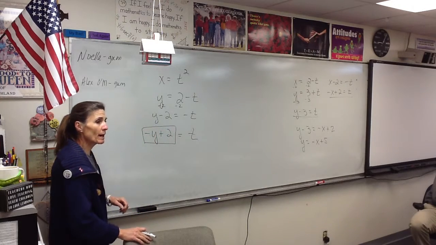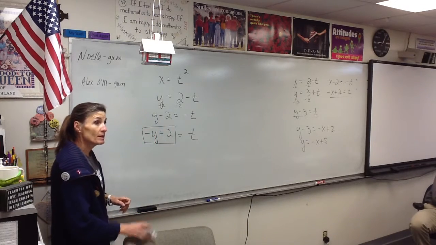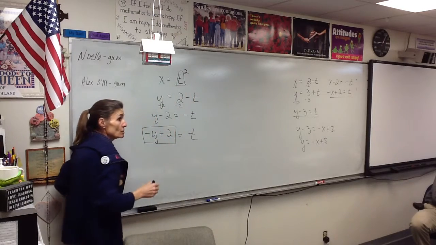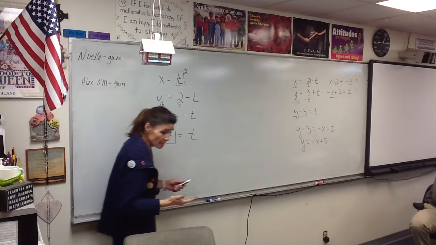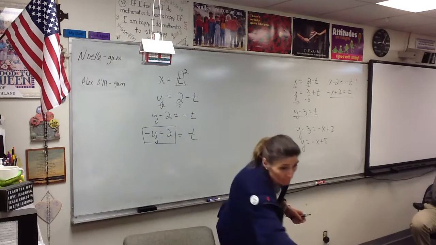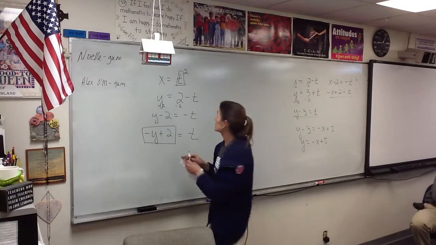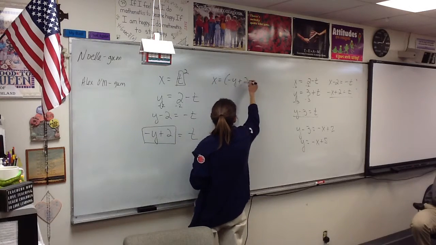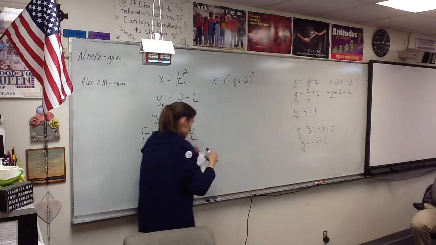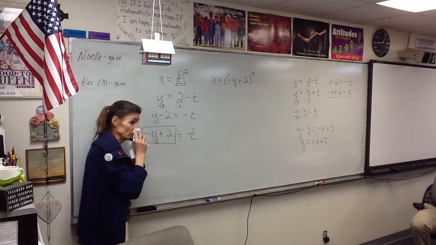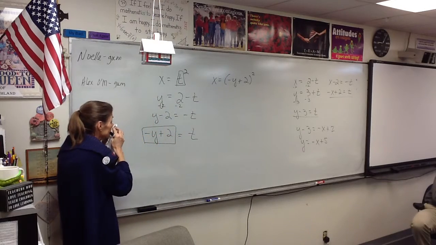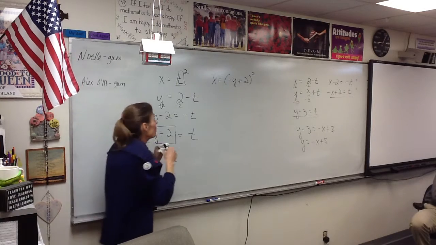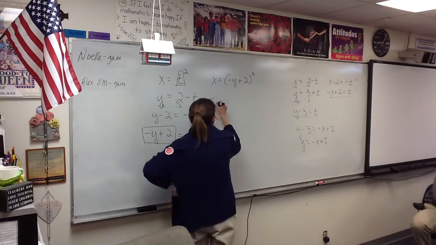Any idea what I might do with it? I might plug it in right here. So what would that equation then be? x equals negative y plus 2 squared. Yes. x equals negative y plus 2 squared. And that turns into x equals y squared plus 4. No, it's a FOIL, very good.